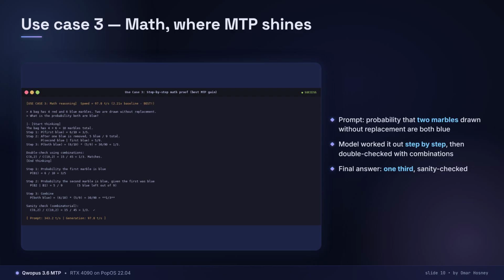And here is the punchline. At 97.8 tokens per second, this was our fastest generation of the entire benchmark, a 2.21 times speedup. Math reasoning has highly predictable tokens, which is exactly what MTP is best at.